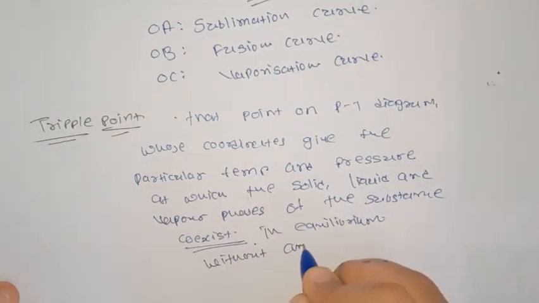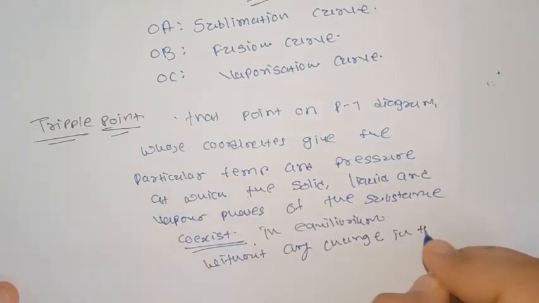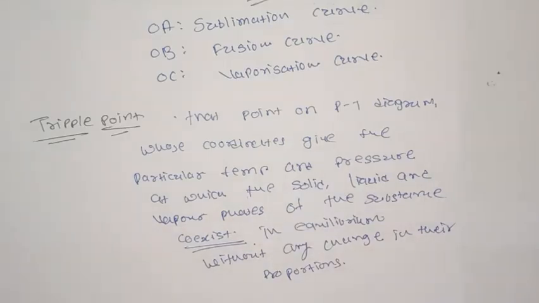Without any change in their proportions. So, at the triple point of water, there will not be any phase transformation from ice to water, or from water to ice, or from water to steam, or steam to water.